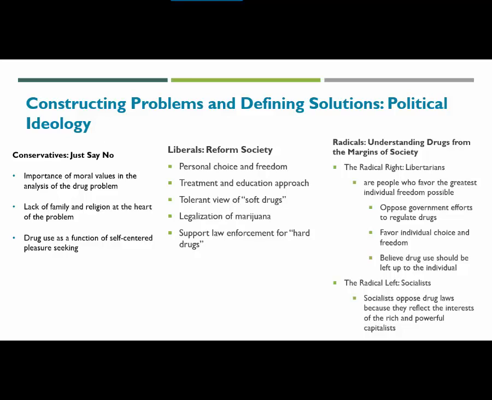Liberals focus on, as always, reforming society, therefore treatment and education much more so than punishment. Particularly, liberals are more likely to have a tolerant view of soft drugs and are more likely to support the legalization of marijuana. But this doesn't mean that they support decriminalization for all drugs. Most liberals also still support law enforcement for harder street drugs. And then you have your radicals. On the right side, you have libertarians, and on the left side, you have socialists.